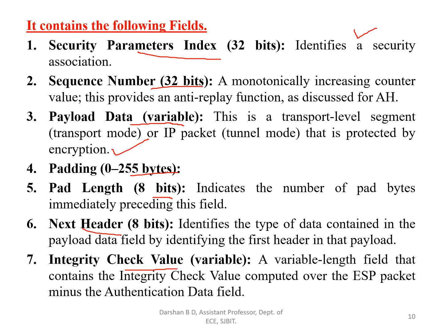Padding is 0 to 255 bytes. Pad length is 8 bit and indicates the number of pad bytes immediately preceding this field. Next header is 8 bit and identifies the type of data contained in the payload data field by identifying the first header in the payload. Next is the integrity check value, a variable length field that contains the integrity check value computed over the ESP packet minus the authentication data.